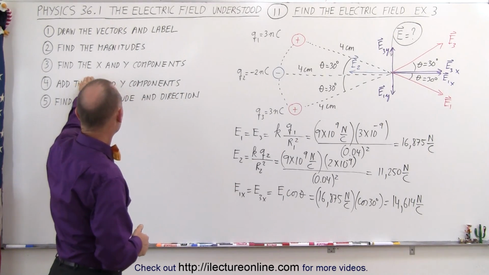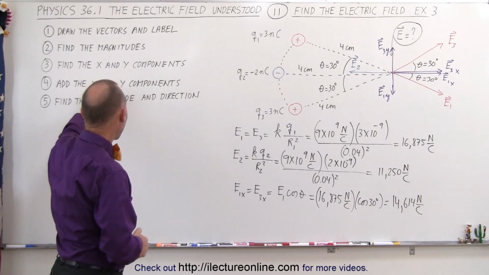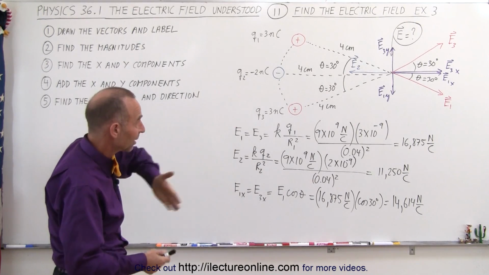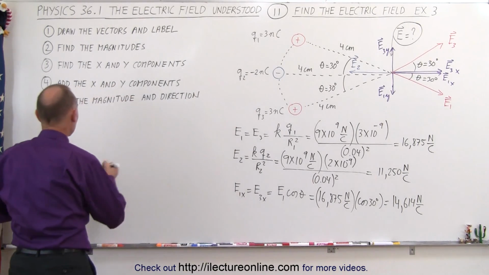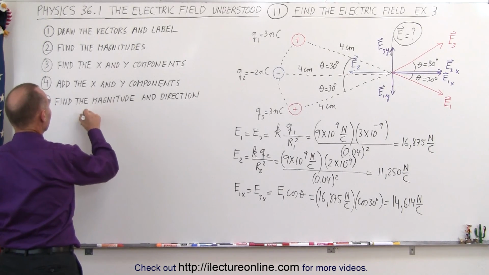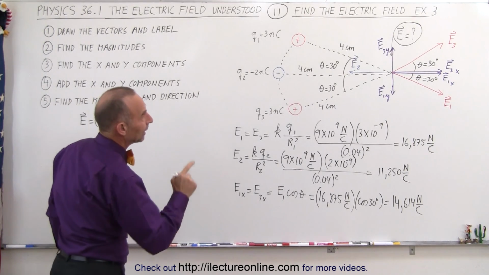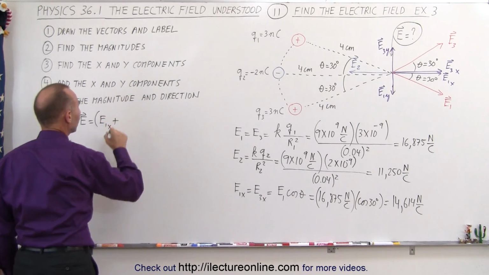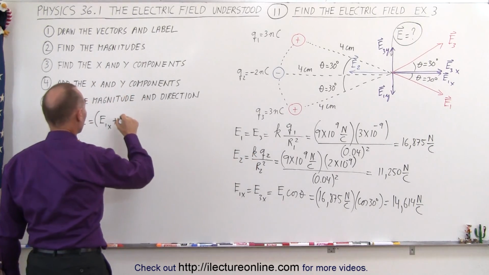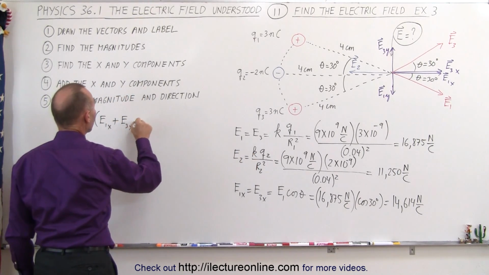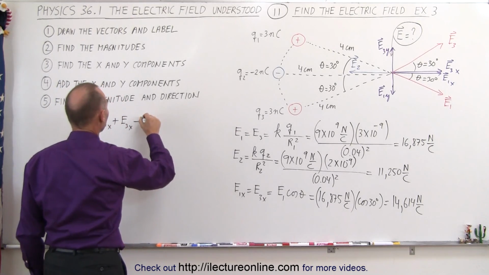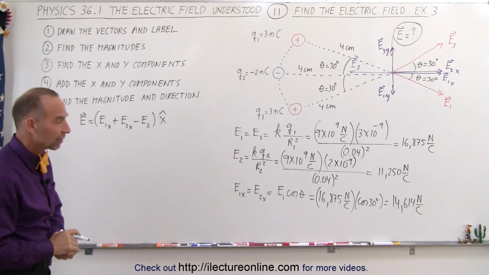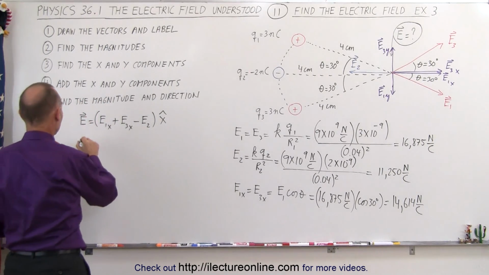Okay, so now we found the x and y components. Now we're ready to add the x and y components. As you can see now, we don't have to add the y components because they cancel out. We just need to add the x components, which means that E, the electric field, is going to be equal to E1x, that's positive because it points to the right, plus E3x, because that's also pointing to the right, but minus E2 because that one is pointing to the left, the magnitude of E2, and times the unit vector in the x direction. So now we just need to plug in the magnitudes and see what we get.